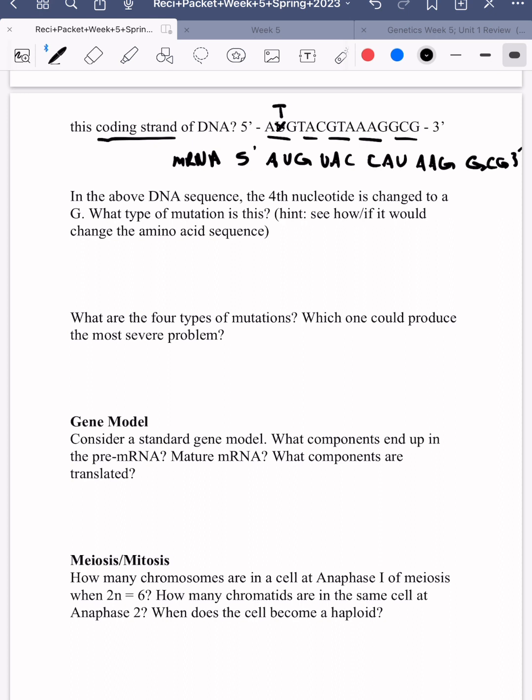For this problem, I'm not going to do this portion of the problem. I don't have a codon chart with me. You can try that on your own.